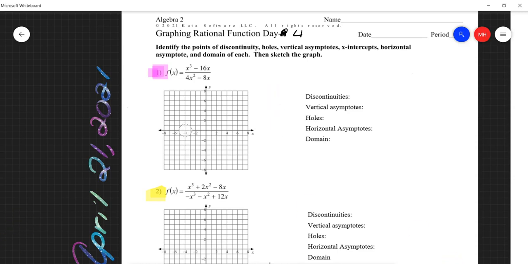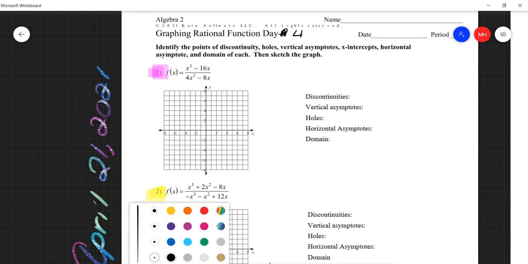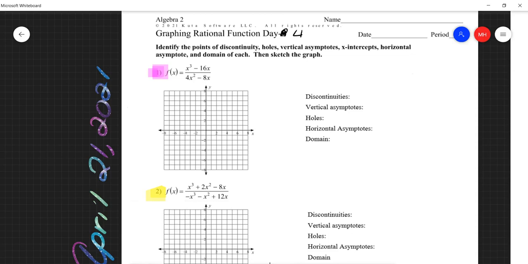So it still asks for discontinuities, holes, vertical asymptotes, x-intercepts, horizontal asymptotes, and the domain of each. So over in our list, it doesn't necessarily say x-intercepts, so we're just going to make one down here for when we are solving. Step 1 is to factor.